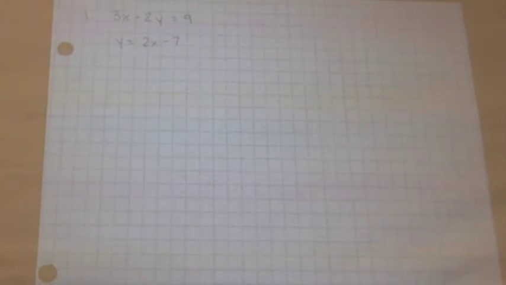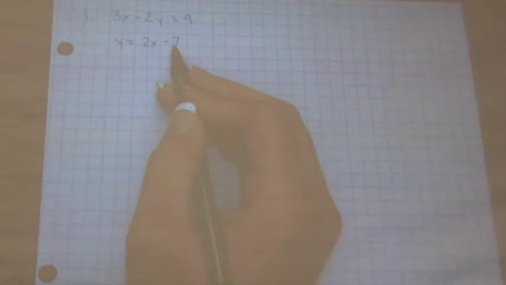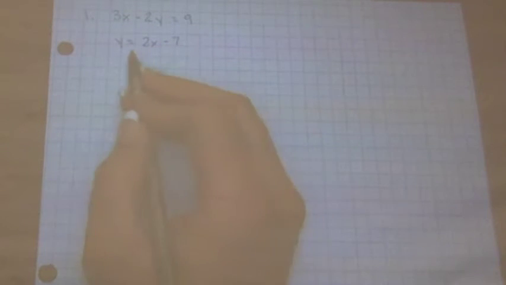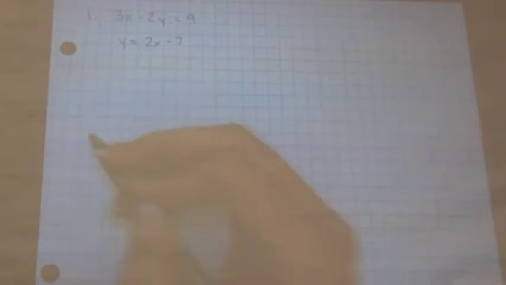So number 1, we have a system of linear equations. Our first equation is 3x minus 2y equals 9. And our second equation is y equals 2x minus 7. Since we have a system of linear equations, we can use substitution to find that. I don't want to go and find y up here because I already have it solved for me, y equals 2x minus 7. I don't need to do any work now. I have y equals something, so I can plug that in for my substitution method.